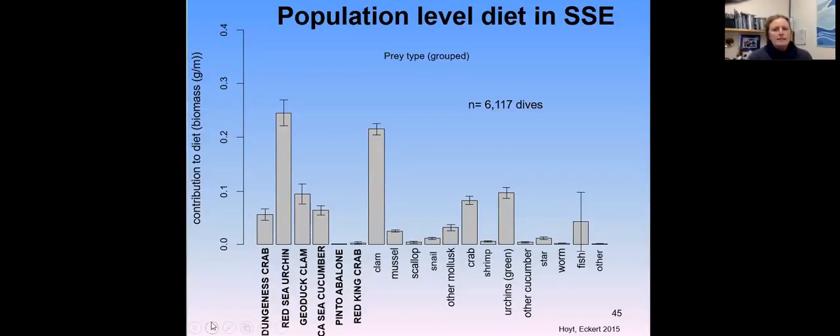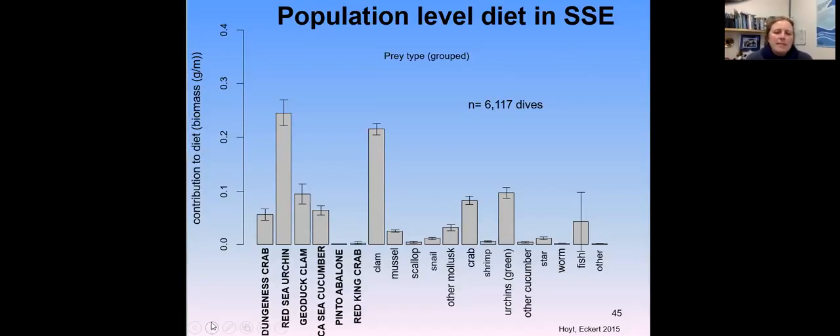One of the first things that Zach did, primarily through some really incredible field work, was to assess the diet of otters in southern Southeast at the population level. So he observed 6,117 individual dives by otters and examined what they were bringing to the surface to eat. This graph here shows the species that were observed being eaten on the x-axis, and on the y-axis is the contribution to that population level diet, and that's biomass, so not individuals, but the actual grams of product that is eaten by those otters.